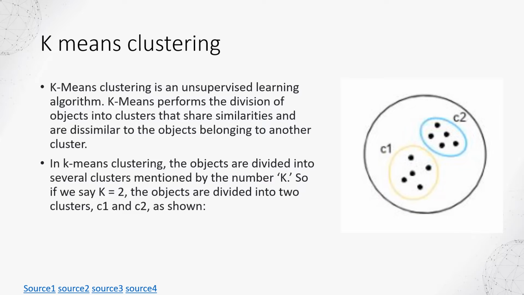So what is K-means clustering? K-means clustering is an unsupervised learning method. It divides the objects into different clusters based on similarities. In other words, data that is very similar to each other will be grouped together, and data that is largely different from each other will be grouped separately. So how could we decide how many clusters there will be? In K-means clustering, the objects are divided into clusters based on the K value. For example, if K equals 2, the objects are divided into two clusters, C1 and C2, as shown on the right side.